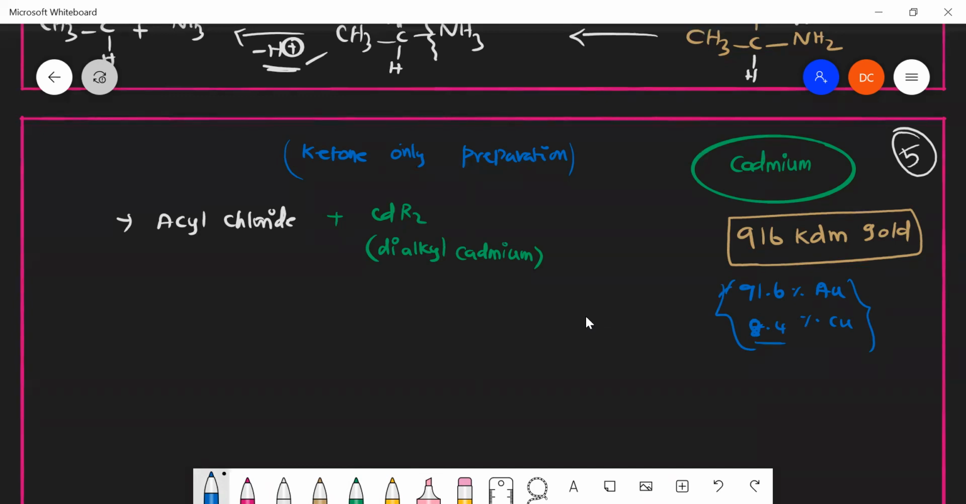So 8.4% of copper and 91.6% of gold. Pure gold will not be used to make ornaments.